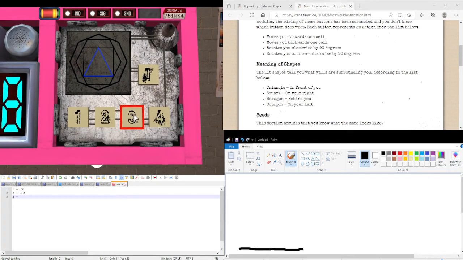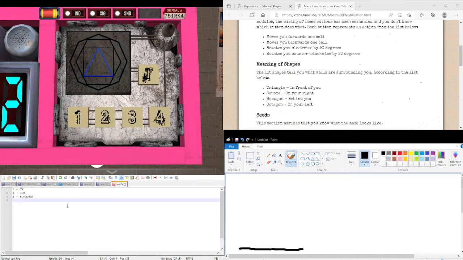So let's see if we can find. Okay, so we're walled in front of us, and 3 doesn't let us move, so we know this one is forwards and this one is backwards. So let's try and gain some more information. I think this is the one we started at. Walls behind us.